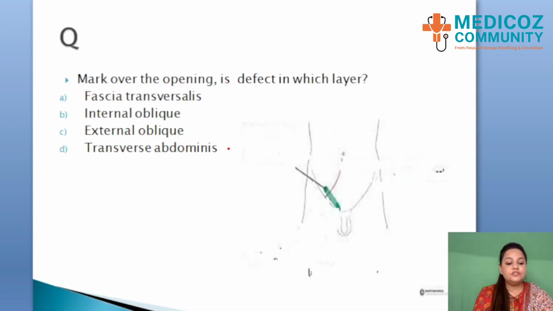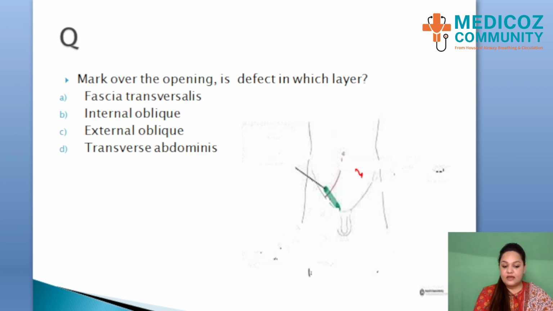Now we have the next question. There is a marking over this opening here, and the question is we need to identify in which layer this opening is present. Okay, so as you can see here, this is the structure which is lying over the inguinal ligament here.